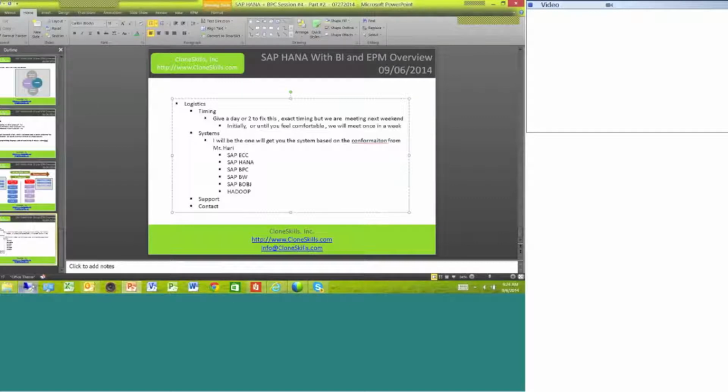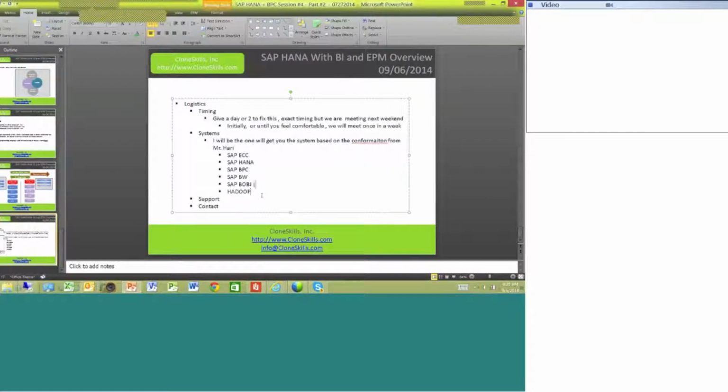Under BOBJ, there are many components. Under BOBJ, you have data services, you have a universe. So all the components will be okay. Whatever we discuss, you will have this, from a support perspective, right now.